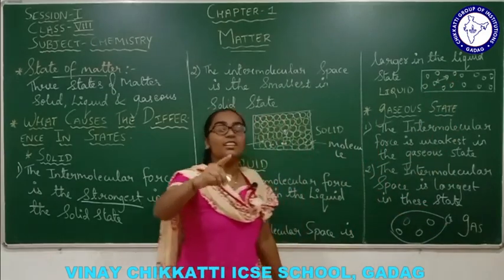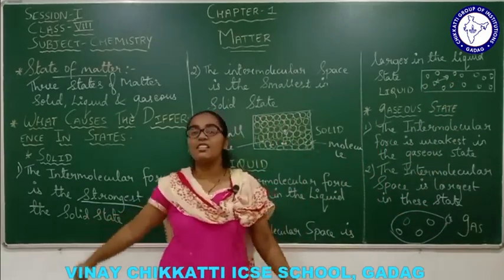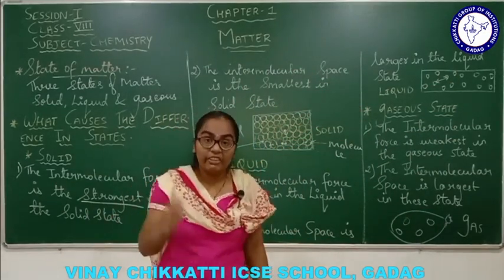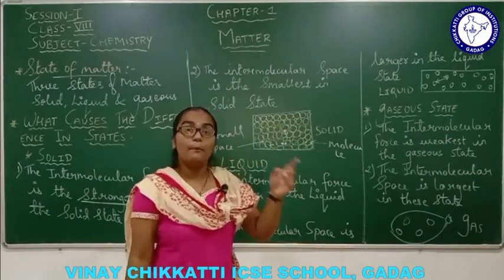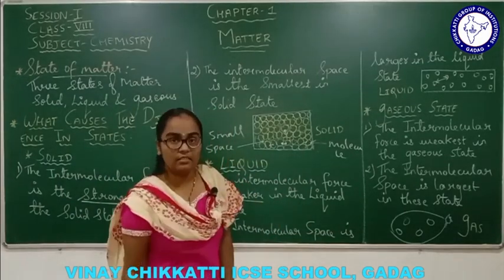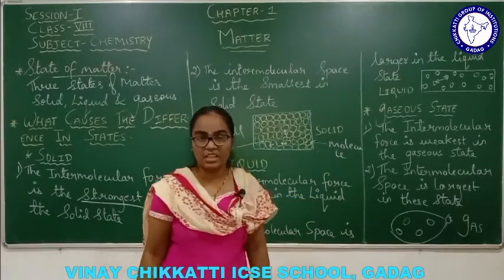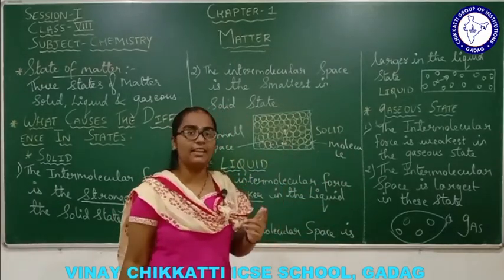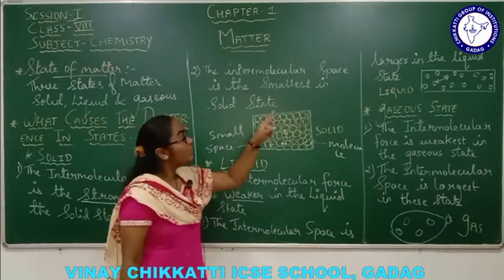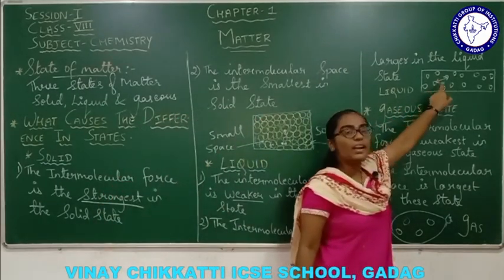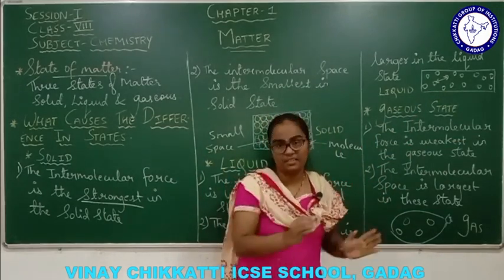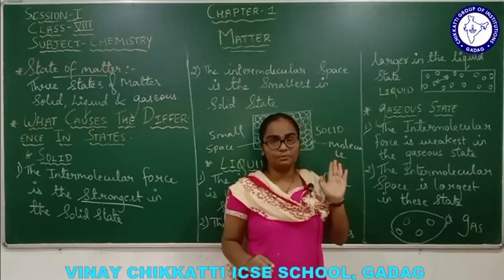So here three words are there: strongest, weaker, and weakest, right? For the liquid state we need to represent it with weaker, because when I talk about the gaseous state, that time weakest will be there. So here in the liquid state, the intermolecular force is weaker. Why is it weaker? I am not using the word weakest. Weakest would be even weaker. So here it is weaker.